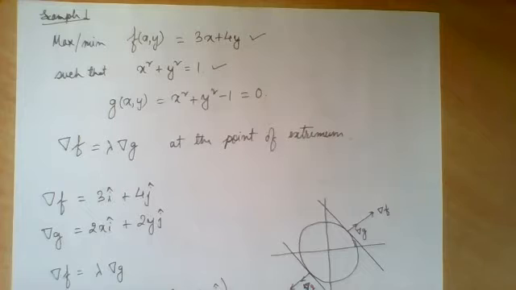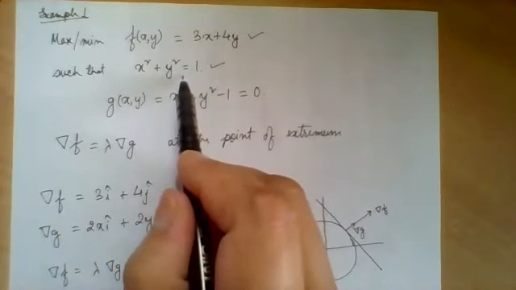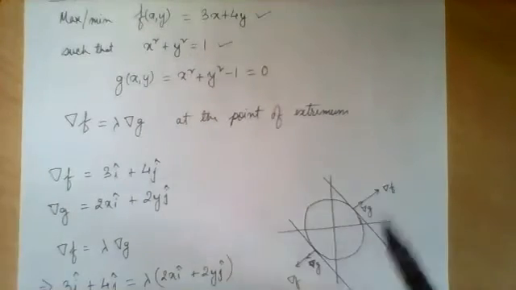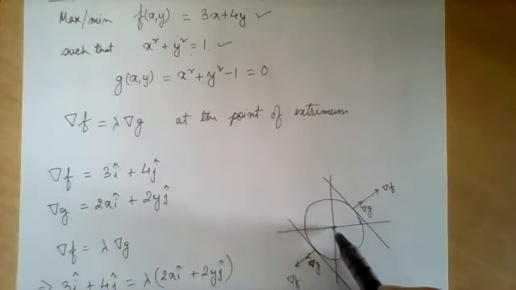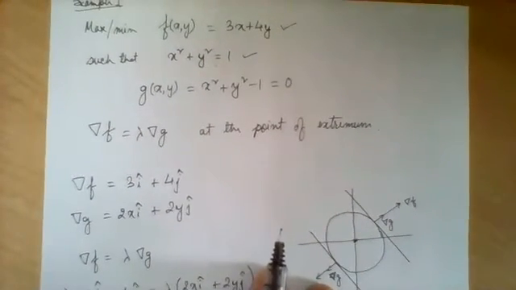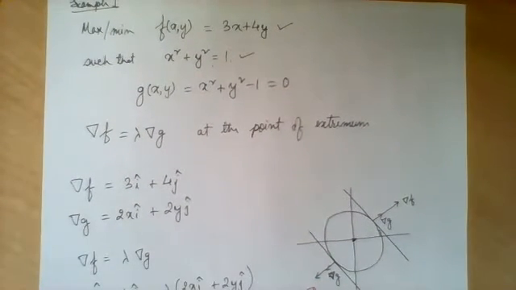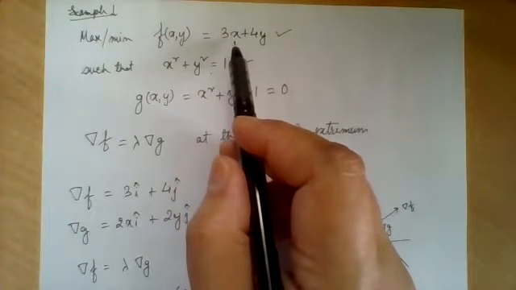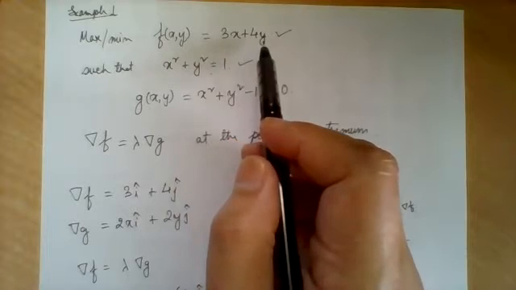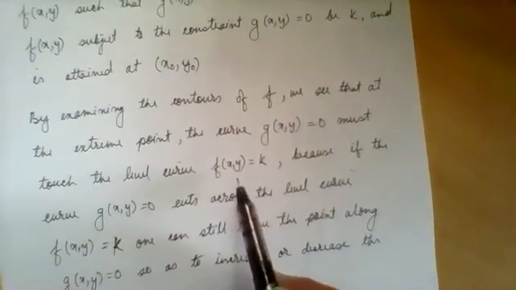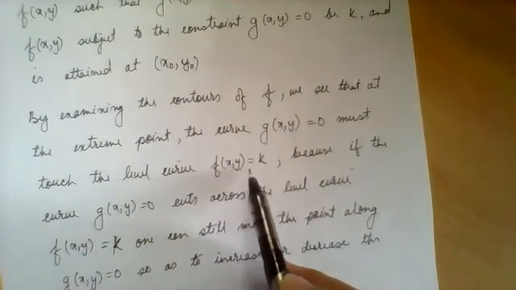This is the equation of a circle with center at the origin and radius 1. So I draw a circle with center at the origin and radius 1. And what is this? 3x plus 4y. f of x, y equal to k.